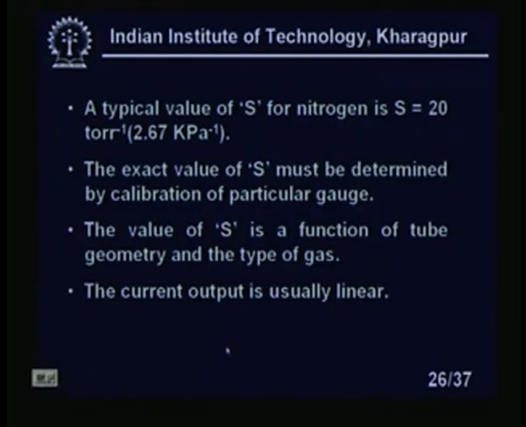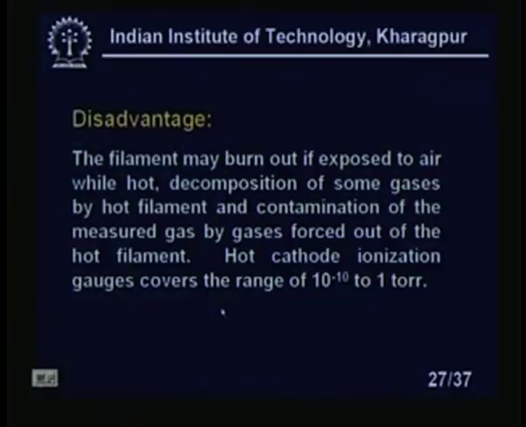The current output usually is linear. So, it is a linear instrument. P is directly proportional to ion current at low pressure. Now, there are some disadvantages of this particular ionization gauge. The filament may burn out if exposed to air while hot. There is decomposition of some gases by the hot filament, and contamination of the measured gas by the gases forced out of the hot filament. So, this chance is there.